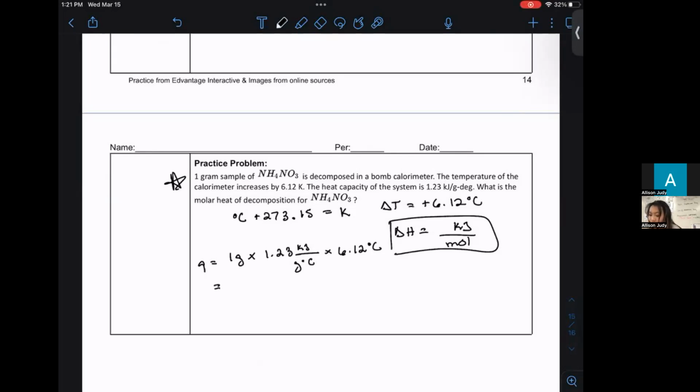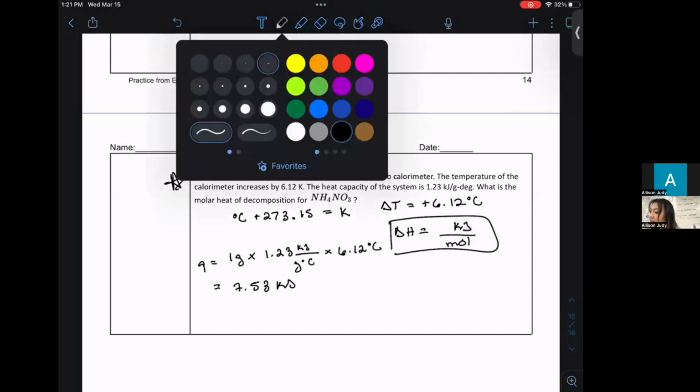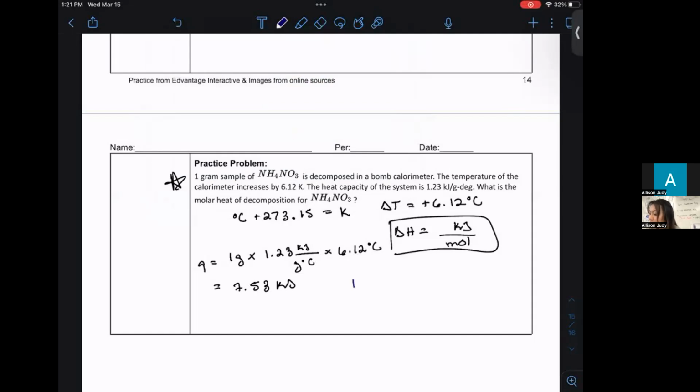Did anyone get the value of Q? 7.53 kilojoules is what you got. Now I want per mole. So I have 1 gram of NH4NO3. So I need to figure out how many moles of NH4NO3 were in the sample, because this amount is specific to the 1 gram. 1 gram of NH4NO3 times the molar mass to get it into moles. So what was the mole amount of NH4NO3 in the sample? The molar mass of NH4NO3.